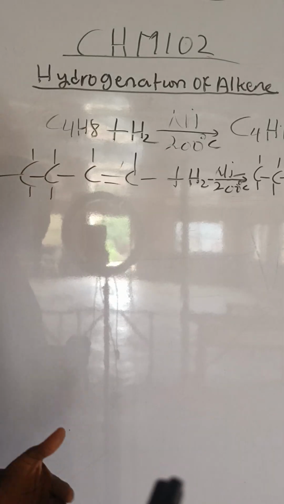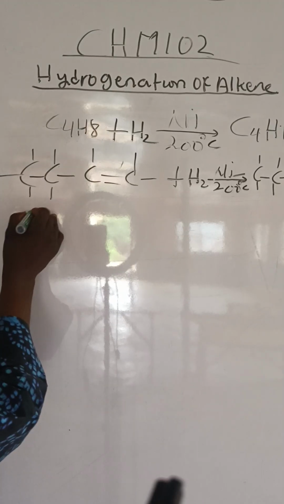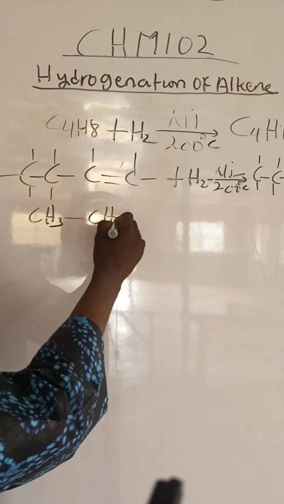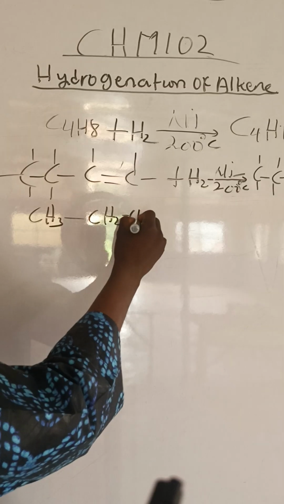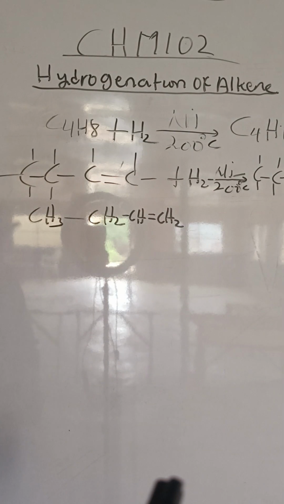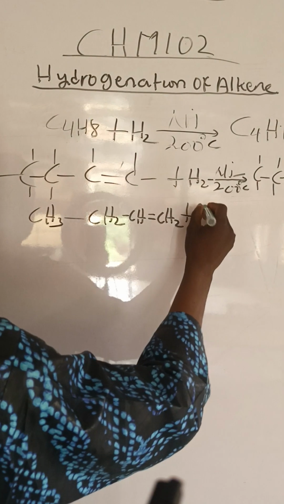There is something you call condensed formula, or you call it chain formula. How do you know our condensed formula? How many hydrogen atoms do you have on this carbon? 3. It will be CH3, followed by what? CH2, followed by what? CH, double bond CH2. This is what is called condensed formula, or you call it chain formula. Don't forget to add the hydrogen.